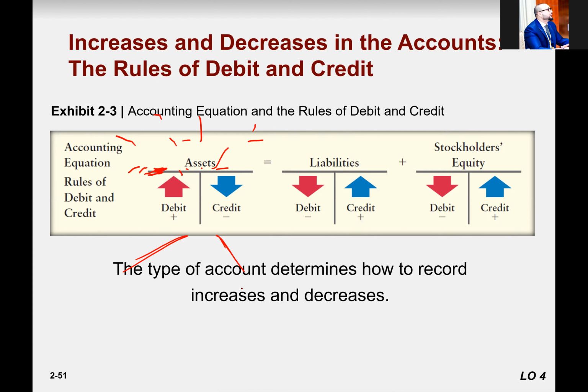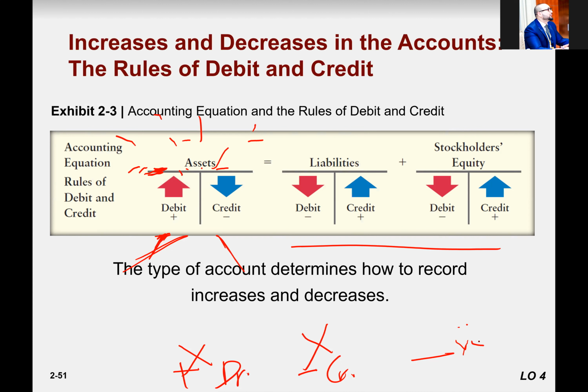So on the asset side, remember the plus sign is for increase and the negative sign is for decrease. So do not associate plus with debit and negative with credit. No, that would be wrong. Why? Because on the other side of the equation, look here, if liabilities increase, these are credits. So we cannot say that debit is positive or credit is negative. These are sides, okay?